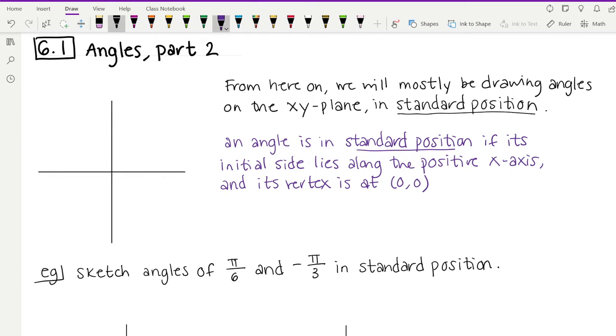So basically, the vertex is here, the initial side is here along the positive x-axis, but that means that we don't really need to draw those things. We no longer need to draw the initial side and the vertex because it's understood that they occur along the x-axis and at the origin. And so what we can do instead is just draw the terminal side. So for example, this could be what an angle looked like in standard position, and this would be referring to this angle here. So that's an example of an angle in standard position.